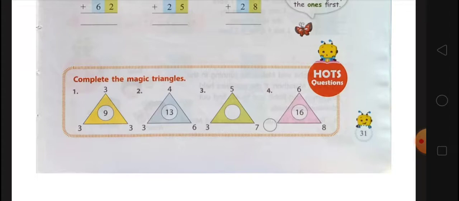And now in question number 4, there is given 16. So we have to add 6 plus 8, which is 14, and we have to subtract 14 from 16. So 16 minus 14 equals 2. So there will be 2.